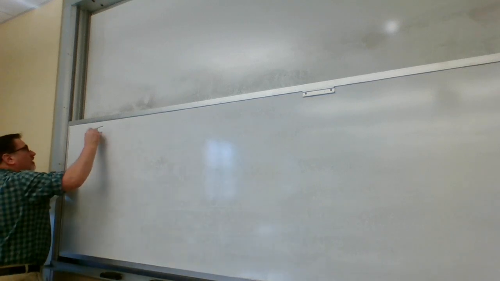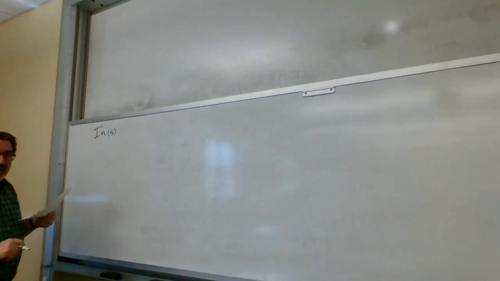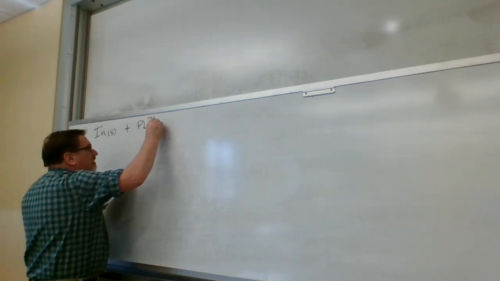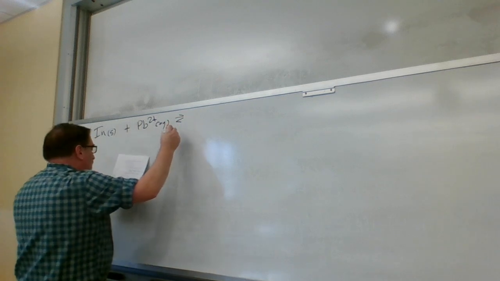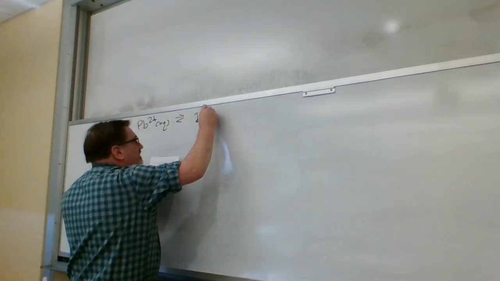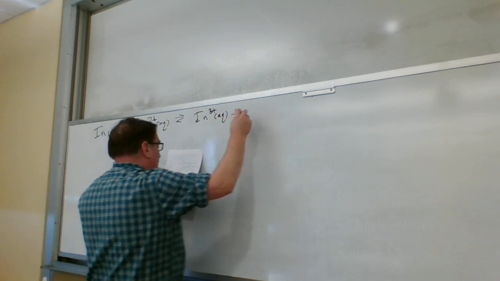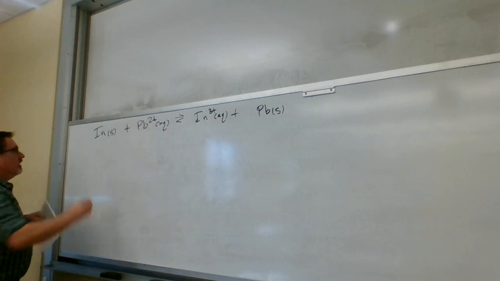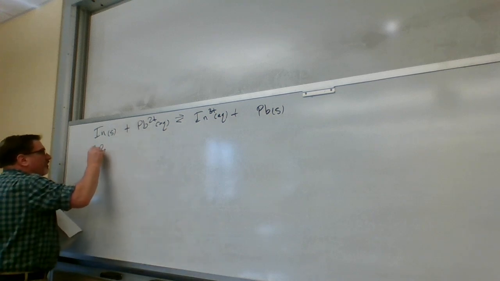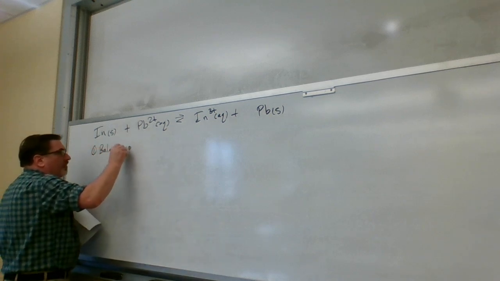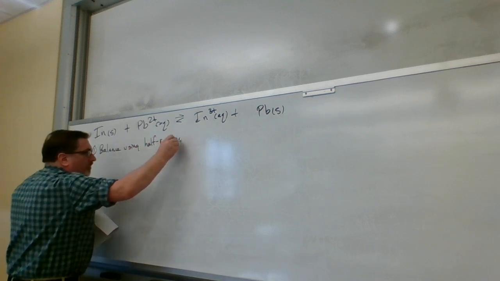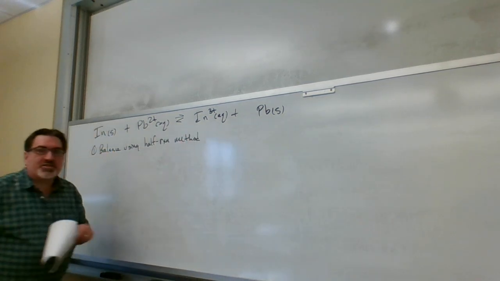So our reaction is In as a solid, indium as a solid, plus Pb2+ aqueous, making In3+ aqueous, plus Pb as a solid. So first job: balance using the half reaction method.